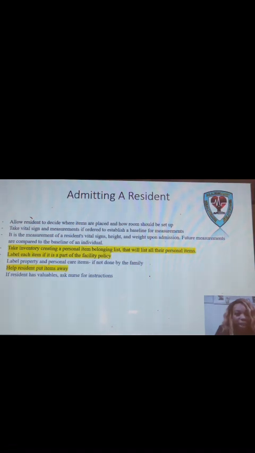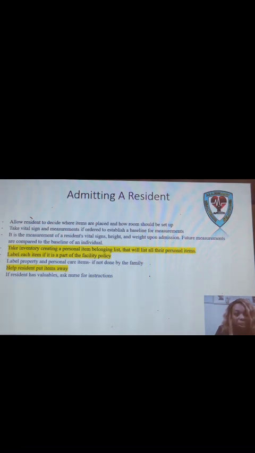A baseline is the measurements of the resident's vital signs, height, and weight upon admission. Future measurements are going to be compared to the baseline, or the initial set of measurements that have been taken on that individual. You also want to take inventory and create a personal item belonging list that will list all the personal items that the resident had on admission into the facility.